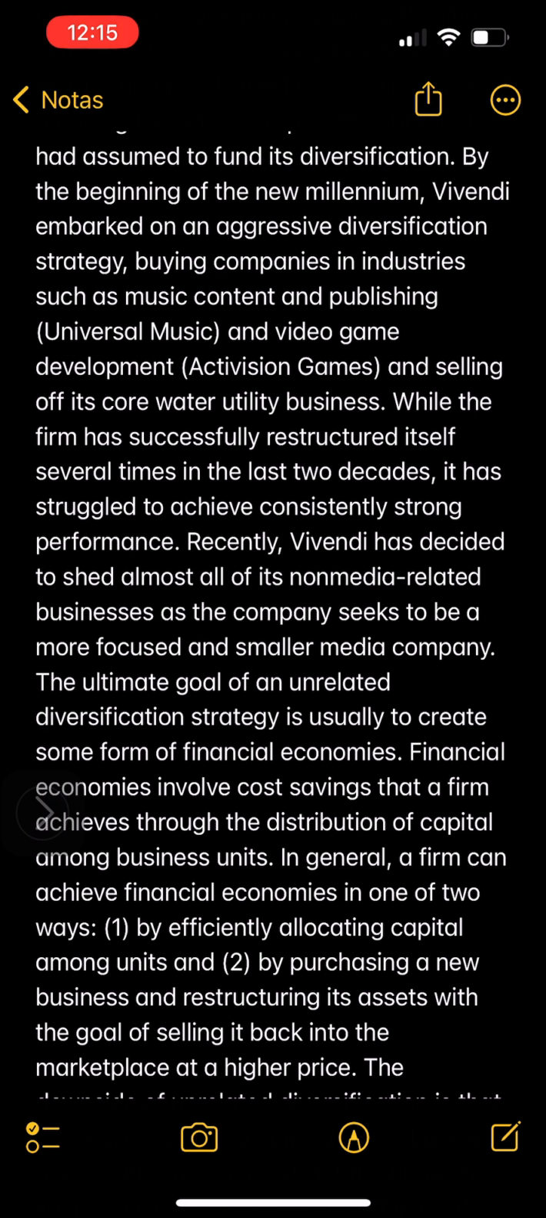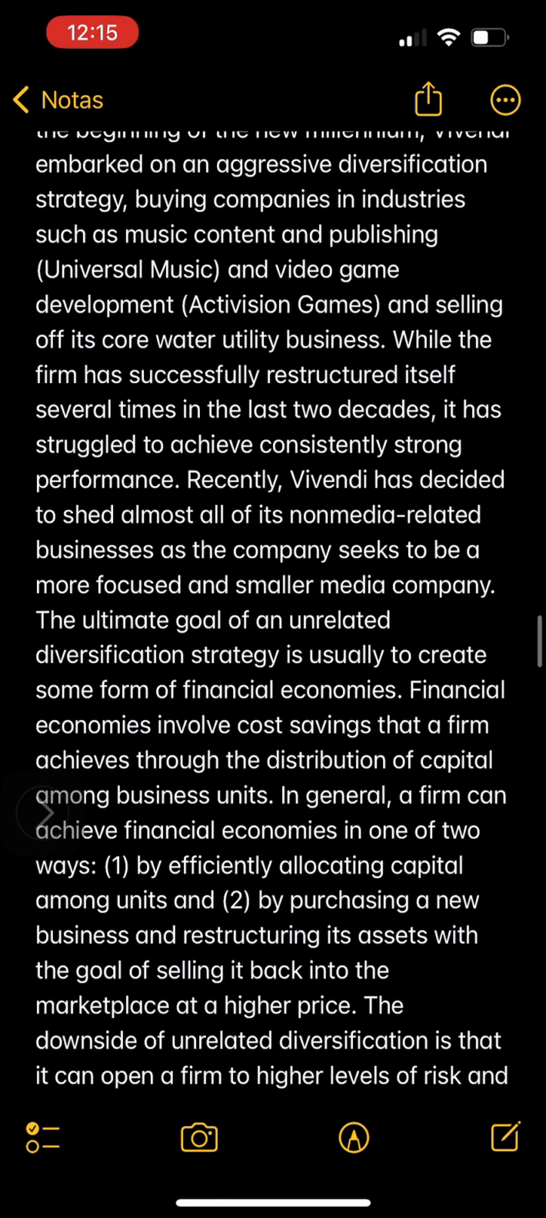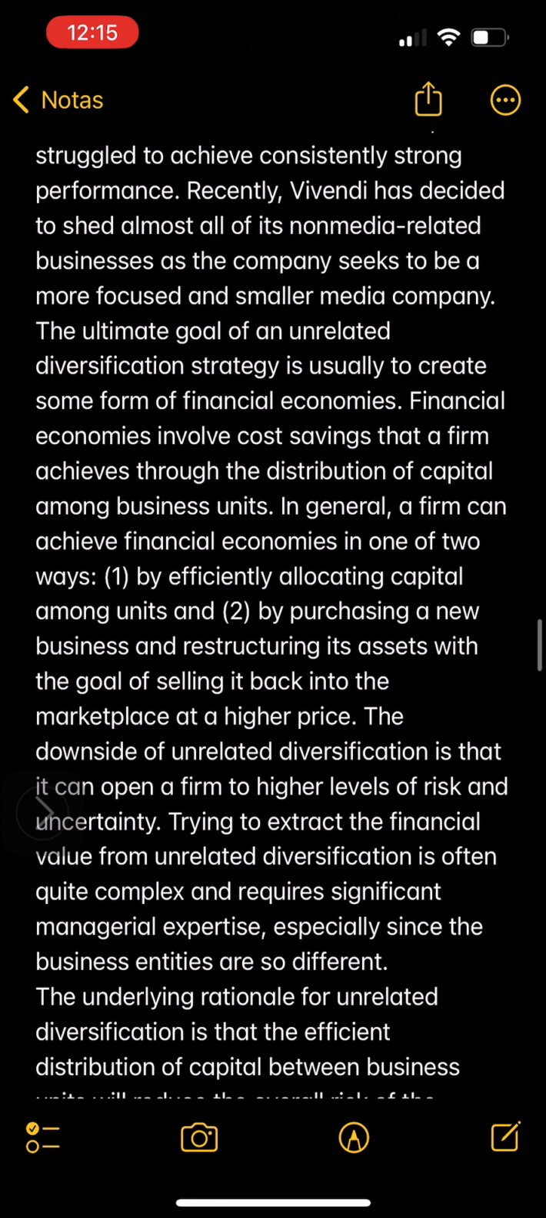The ultimate goal of an unrelated diversification strategy is usually to create some form of financial economies. Financial economies involve cost savings that a firm achieves through the distribution of capital among business units. In general, a firm can achieve financial economies in one of 2 ways: 1, by efficiently allocating capital among units, and 2, by purchasing a new business and restructuring its assets with the goal of selling it back into the marketplace at a higher price. The downside of unrelated diversification is that it can open a firm to higher levels of risk and uncertainty. Trying to extract the financial value from unrelated diversification is often quite complex and requires significant managerial expertise, especially since the business entities are so different.